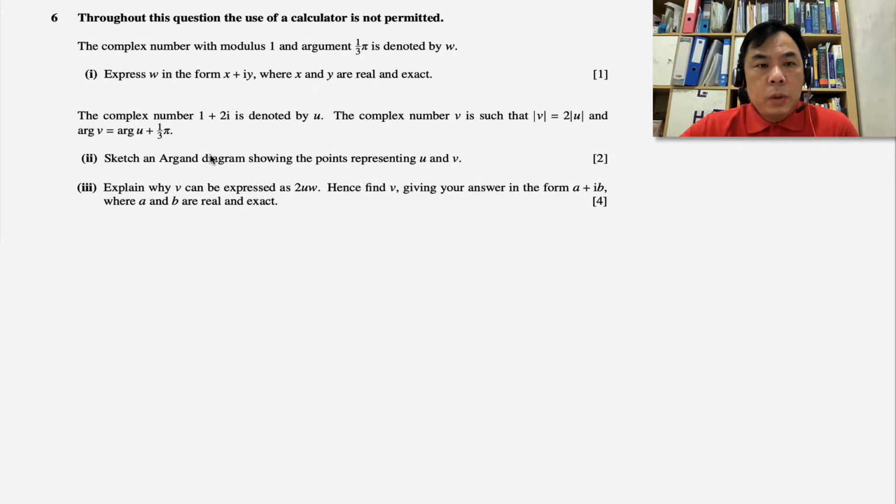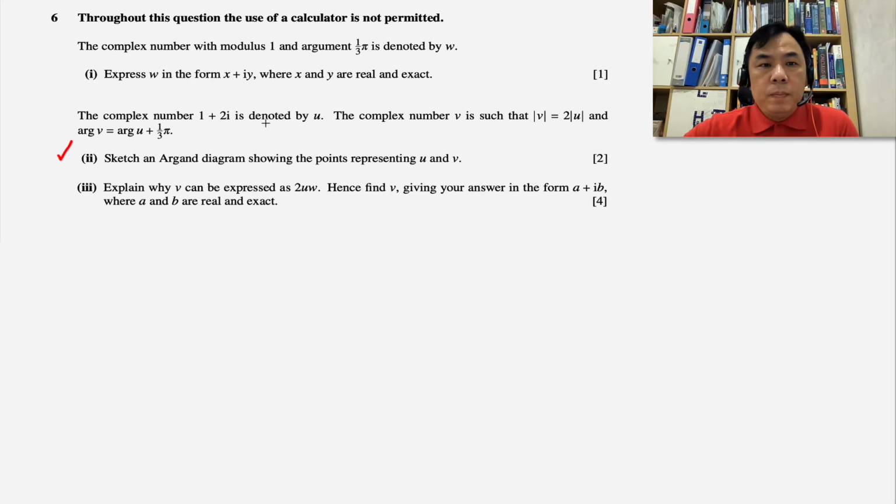Now we're going to proceed on to question 2. We're going to sketch the complex number u, which is given by 1 plus 2i here. We are also given that the complex number v is such that the magnitude of v is twice the magnitude of u, and the argument of v is the argument of u plus pi over 3. First of all, let's look at the second section: sketch an Argand diagram to show the points representing u and v.